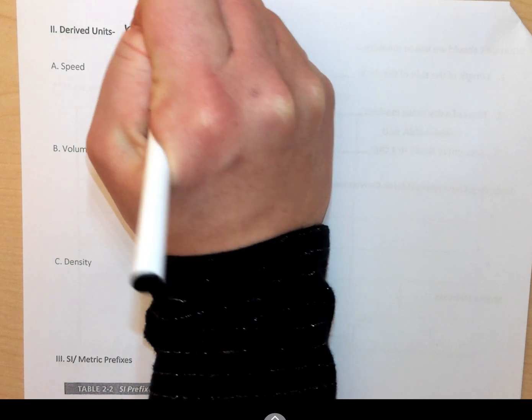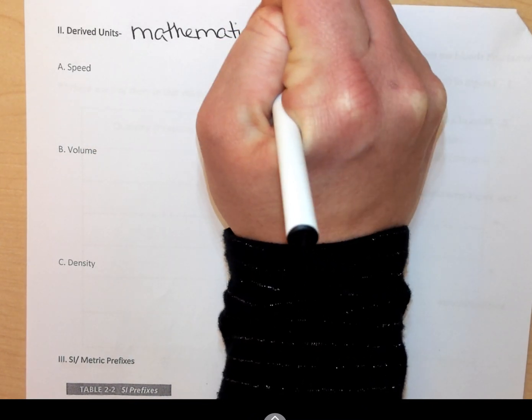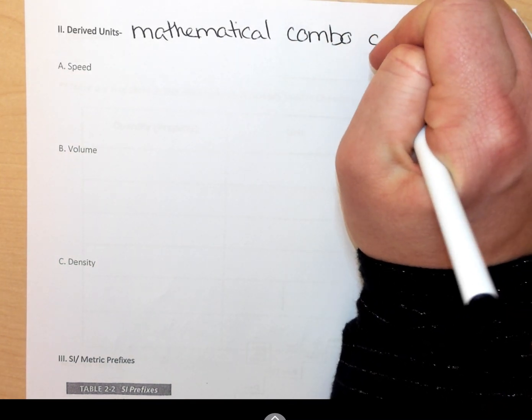Now, what is a derived unit? We added a funky little word in front. So a derived unit is a mathematical combination of base units. So essentially, we have to solve for the units.